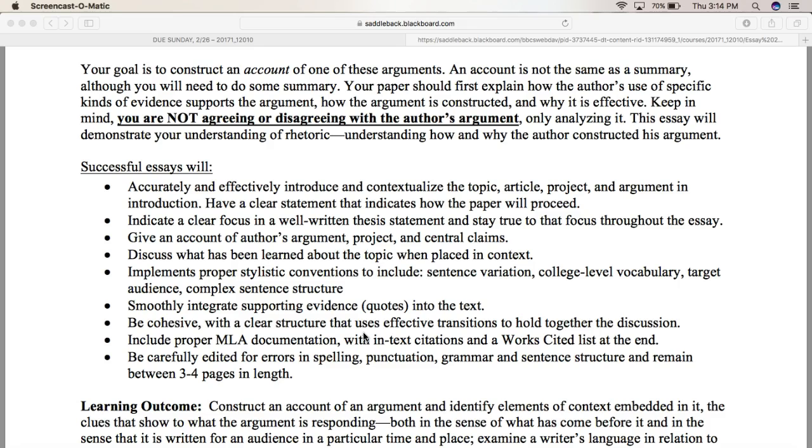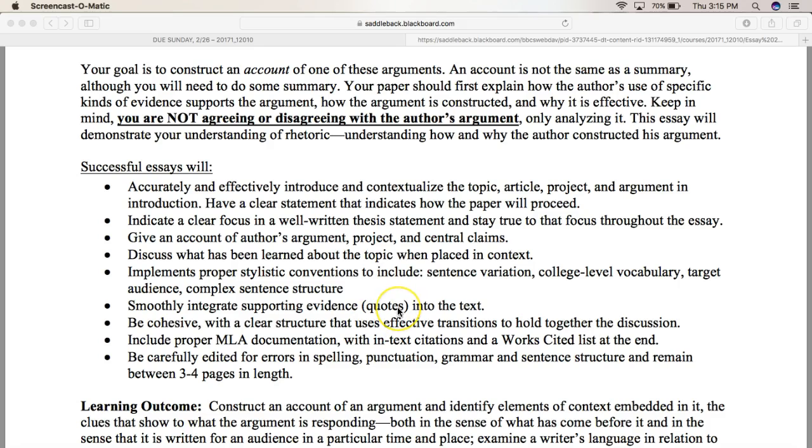Your paper should first explain how the author's use of specific kinds of evidence supports the argument, how the argument is constructed, and why it is effective. Keep in mind you are not agreeing or disagreeing with the author's argument, only analyzing it. This essay will demonstrate your understanding of rhetoric, understanding how and why the author constructed the argument.